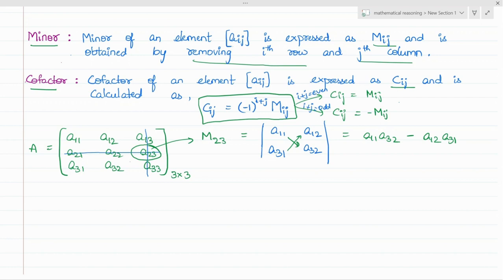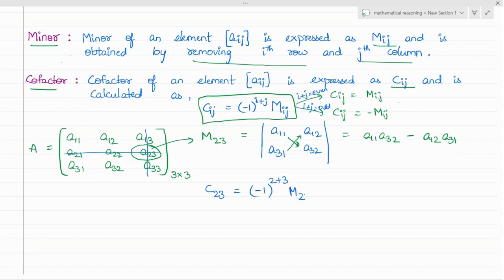So similarly, let's take the same example of matrix A. Let's calculate the cofactor of A23, that is, it is represented as C23. So the formula is minus 1 to the power i plus j. What is i? 2. What is j? 3. So 2 plus 3. What is Mij?